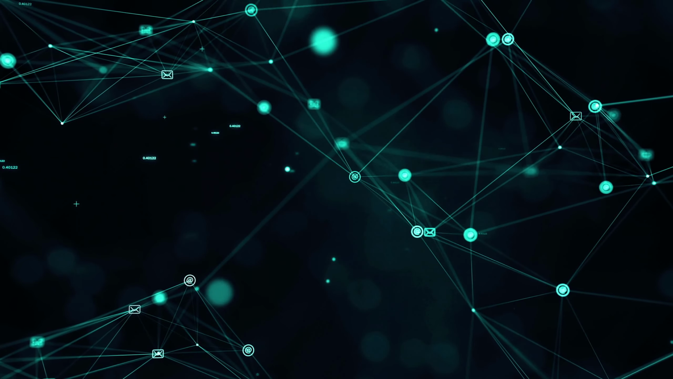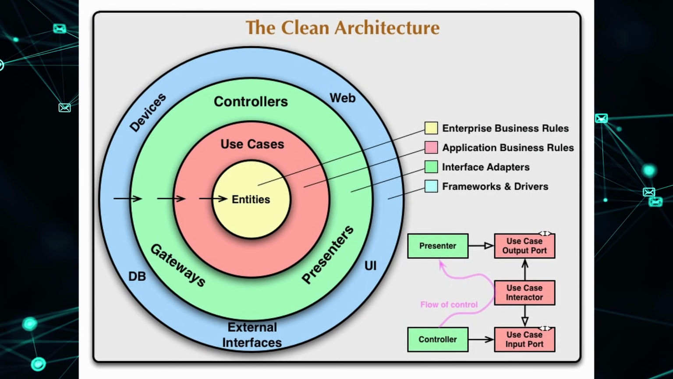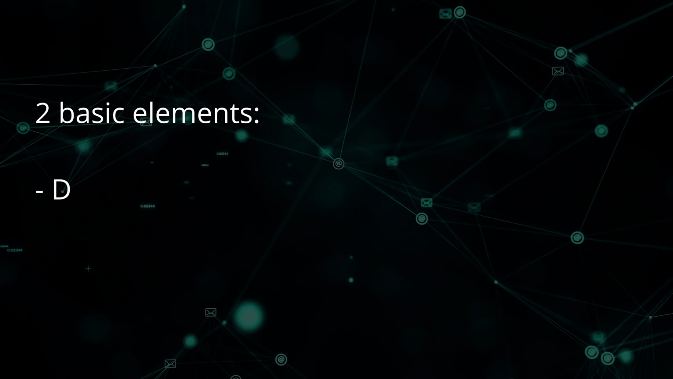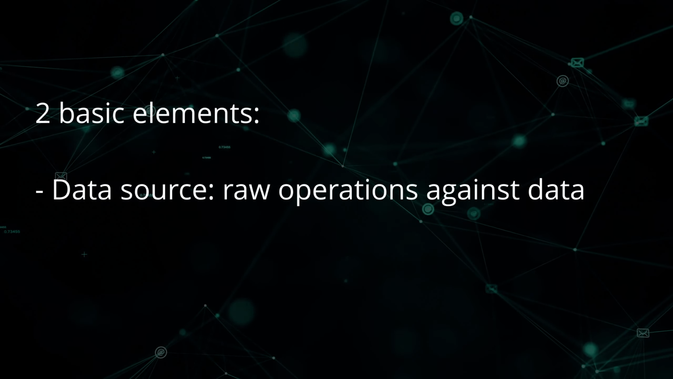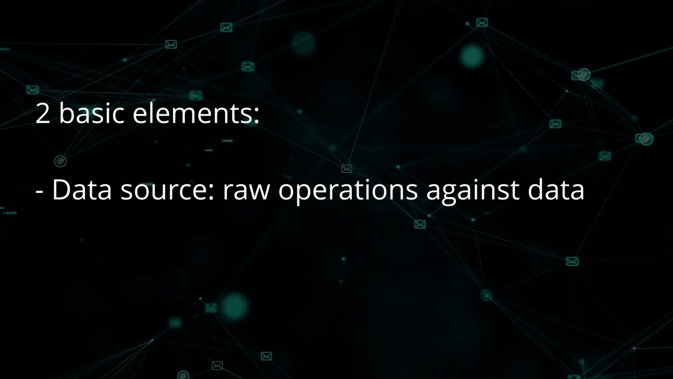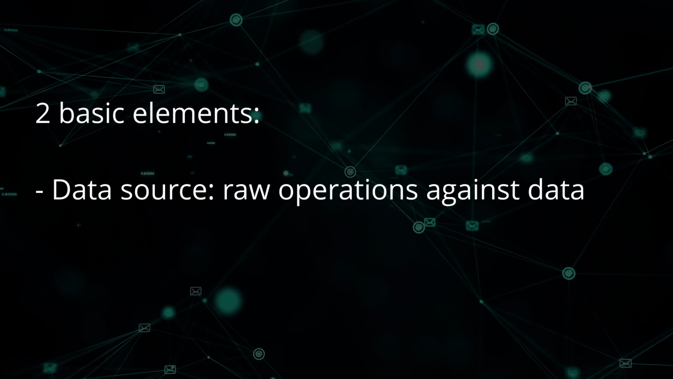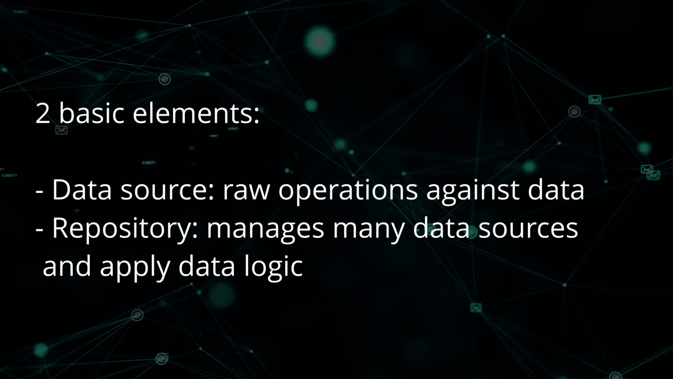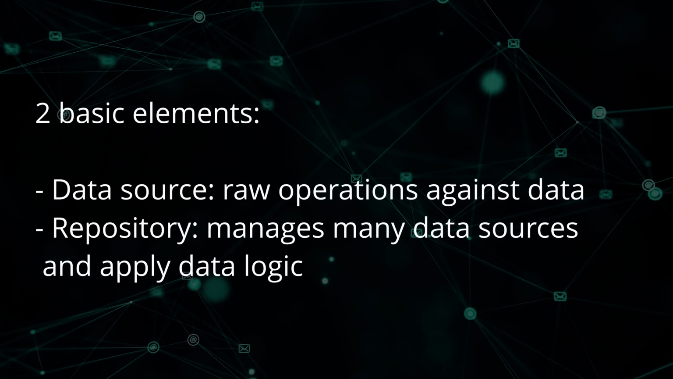So, about the repository pattern. This development pattern is usually found in the scope of the clean architecture. In it, we find two basic elements. One is the data source. This component performs raw operations against data. An example will be a class dedicated to making calls against an API, or a data access object that performs queries against a database. The second element is the repository. This component articulates one or more data sources and decides where the data should flow to or from.